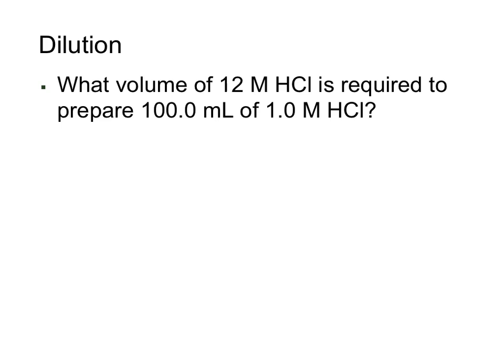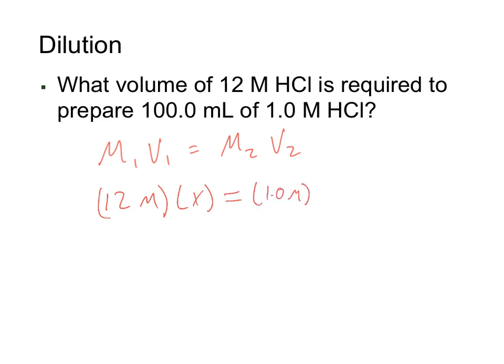And so we set up our dilution equation. Our M1V1 equals M2V2. Our M1 in this case is our 12 molar solution that we are starting with. That is our stock solution. And so we have 12 molar times an unknown volume. This is what we're looking for. We want to know how much of this 12 molar we're going to need. And that's going to equal our M2, which is the molarity that we are trying to obtain, times the volume that we are trying to obtain.